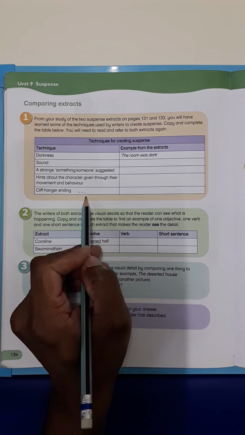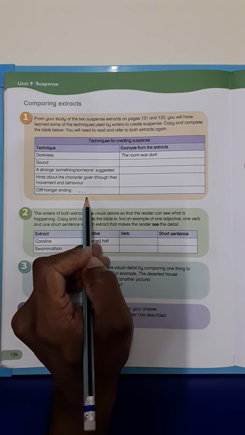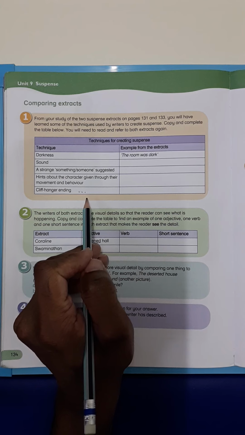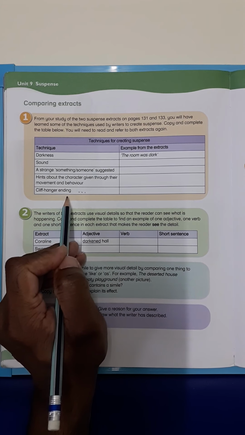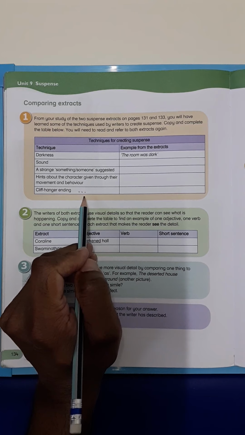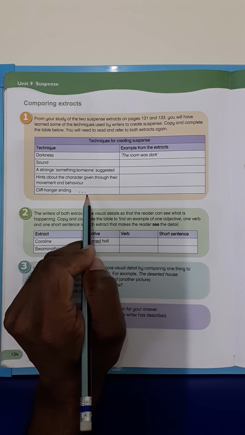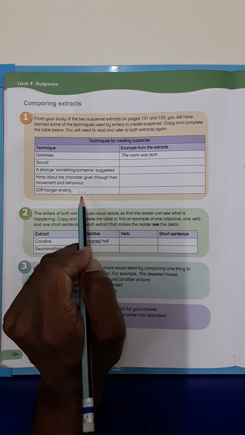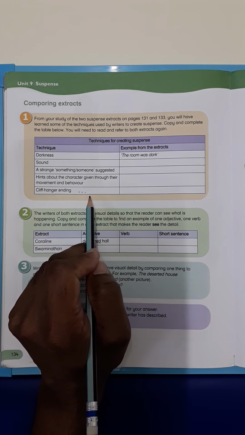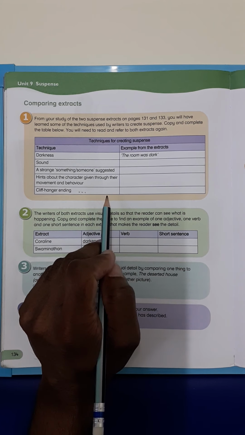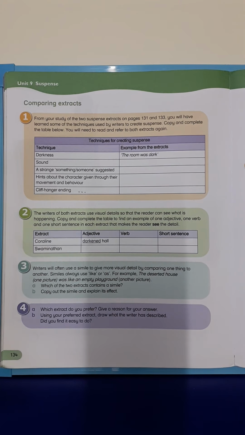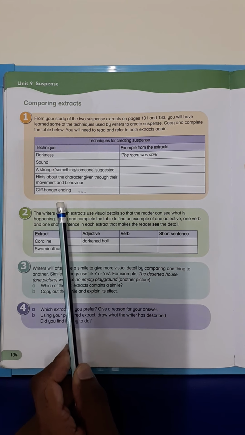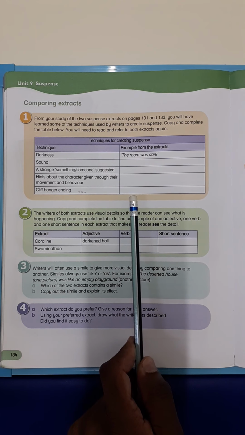Whenever there is an ellipsis, the reader will be left thinking about what will happen later on. So a cliffhanger ending does not have a proper ending. It has a vague or abrupt ending, and usually leaves the reader thinking about what will happen in the story later on. So basically, you have to look at the two extracts, see how these techniques have been used, and write them down here.